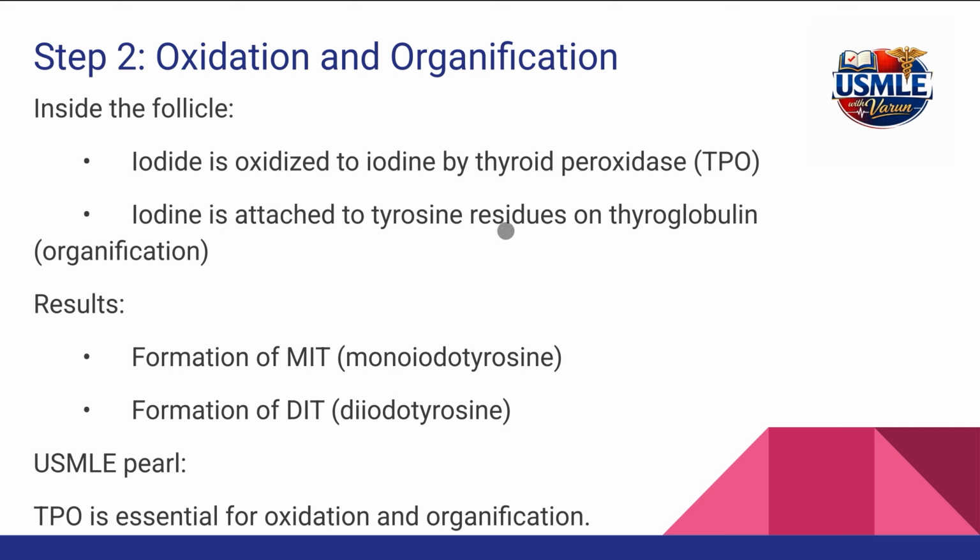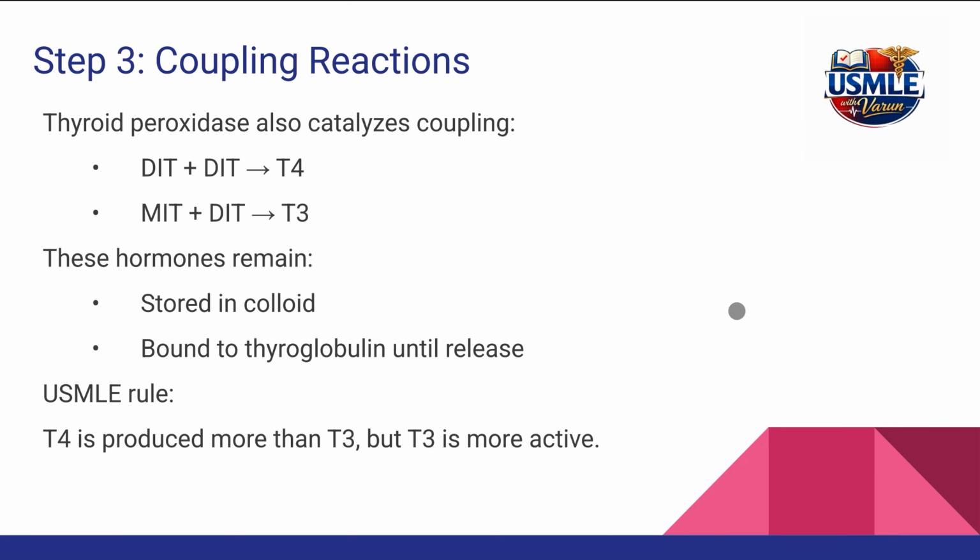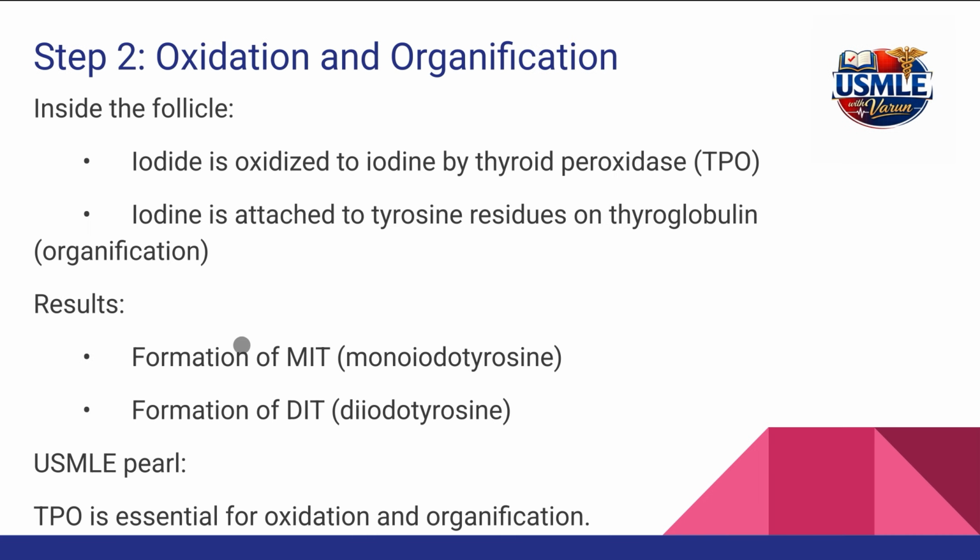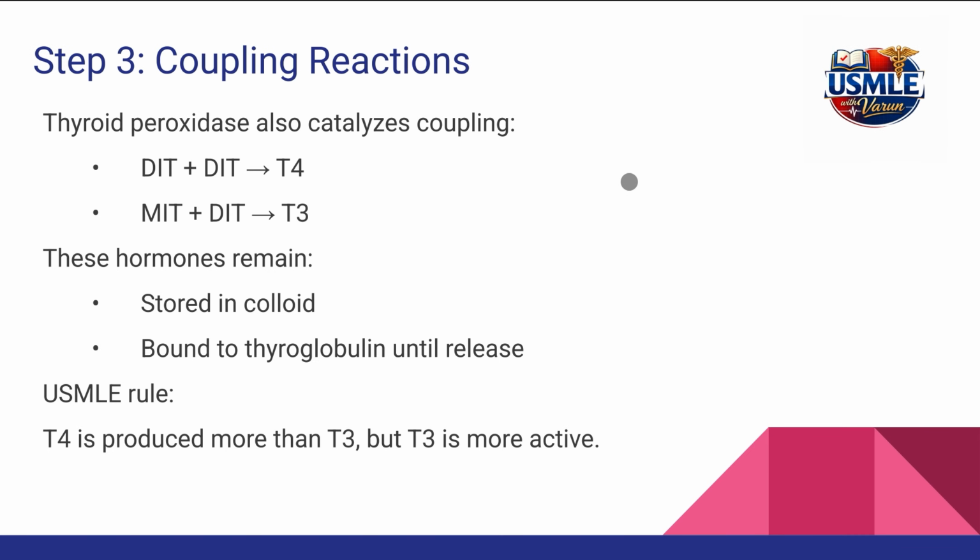Iodine is attached to tyrosine residues on the thyroglobulin. This step is called organification. The first substep is oxidation, and the second substep is organification. This leads to the formation of monoiodotyrosine and diiodotyrosine. So both oxidation and organification require an enzyme called thyroid peroxidase.